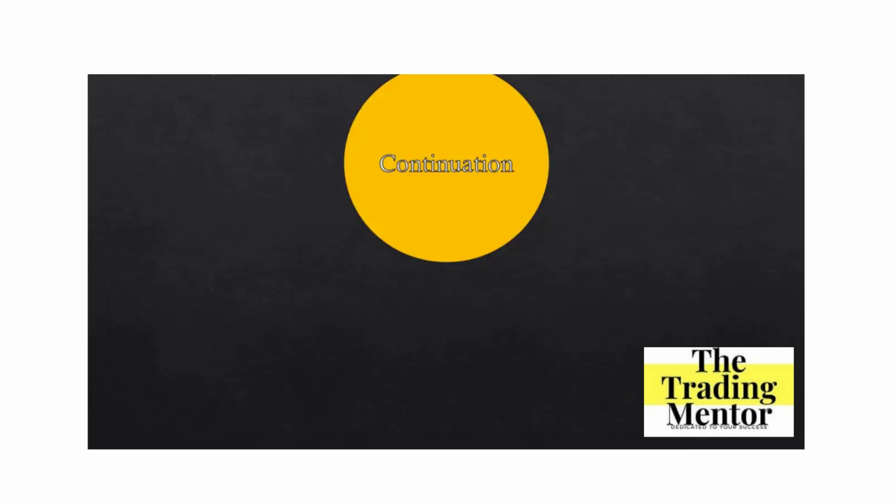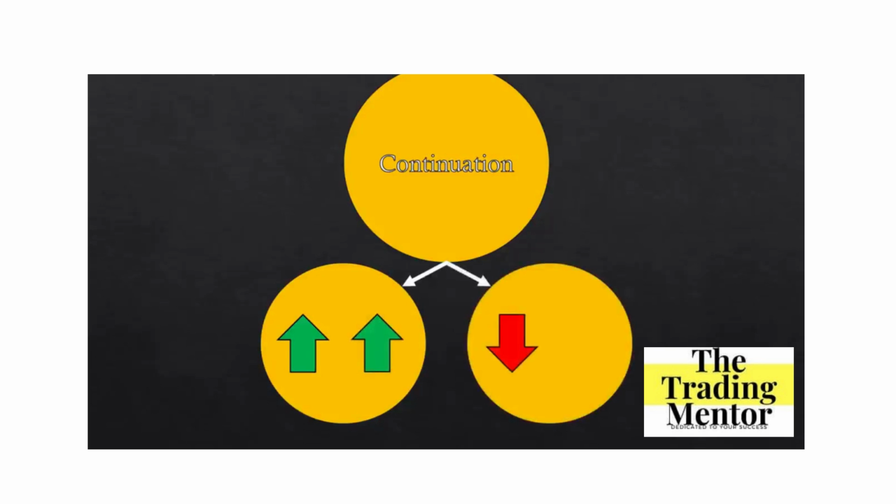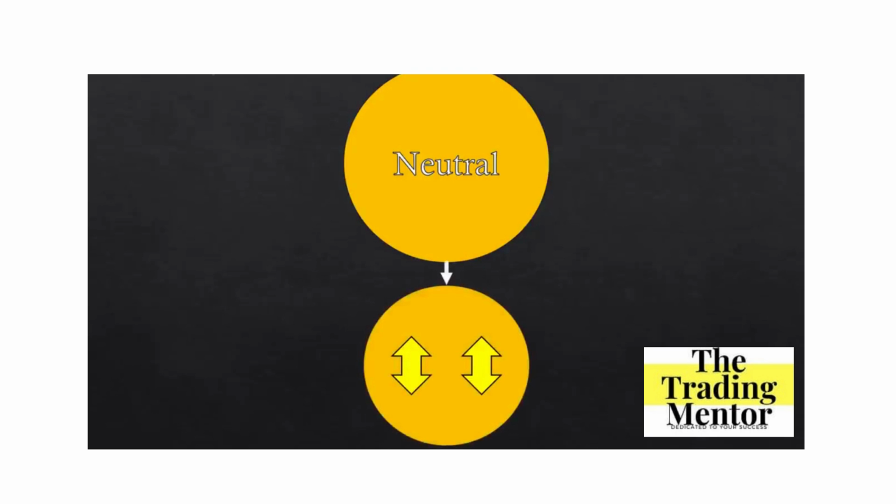For example, if price is going up and a continuation chart pattern appears, it means that price will continue going up after the pattern. By the same token, if price is going down and a continuation chart pattern appears, it indicates that price will continue going down after the pattern. At last, we have the neutral chart pattern classification, which means that price can either go up or down depending where price breaks out of the pattern.